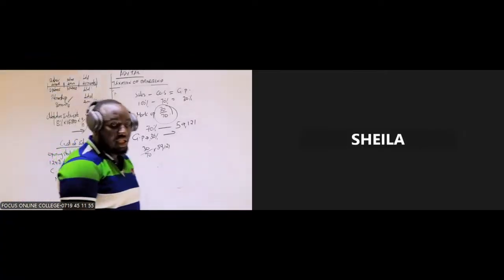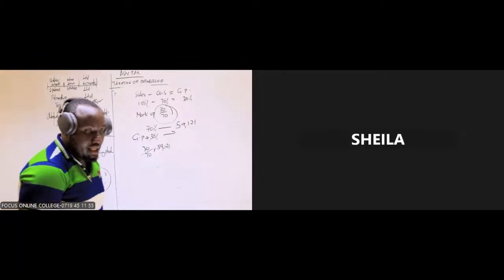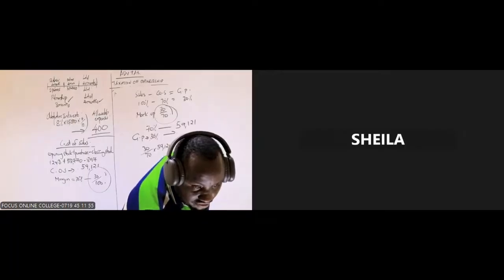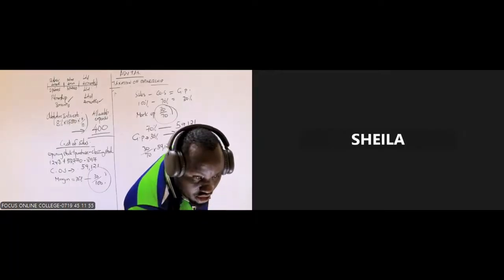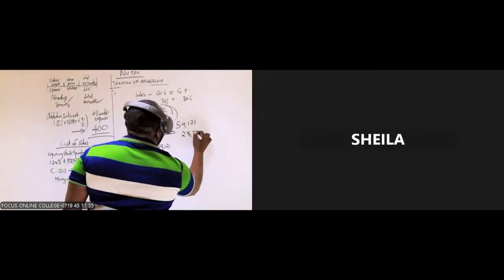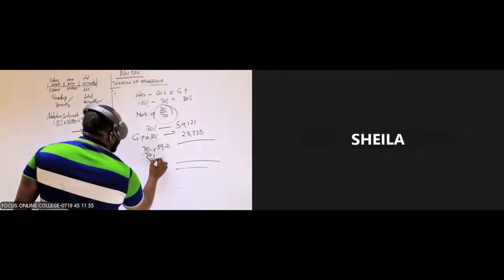So what do you have as the GP? Please give me the figure, and round it off if it has a decimal. Lois, 25,338.